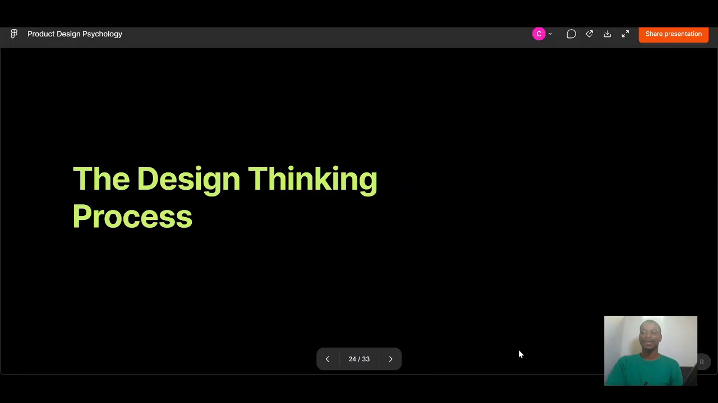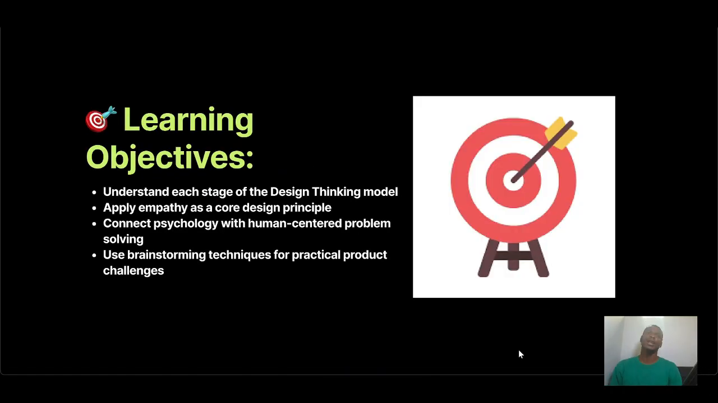Hello, welcome to part two of this course, and we'll be discussing the design thinking process. What are our learning objectives? Understand each stage of the design thinking model, apply empathy as a core design principle, connect psychology with human-centered problem solving, and lastly, use brainstorming techniques for practical product challenges.